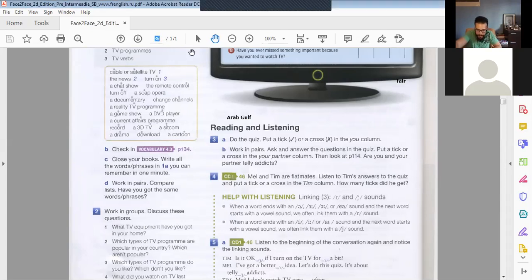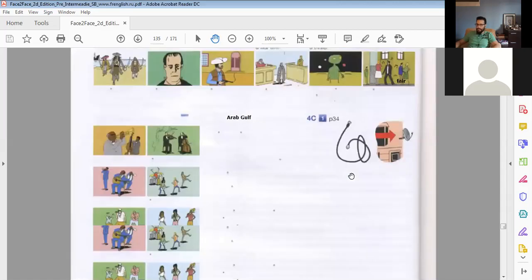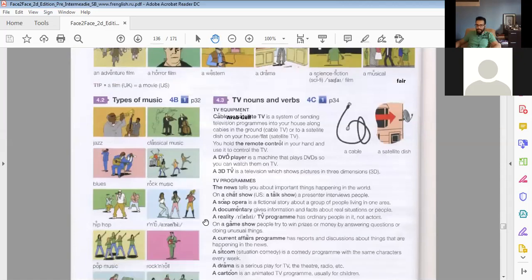Okay, so I'll take you very quickly to the definition. I think there is a bit of a difference. They're not exactly the same. So here, take a look at the meaning of reality TV, and I think it will become clear. Can you see this? A reality TV program has ordinary people in it, not actors. And what about documentary? It gives information and facts about real situations.